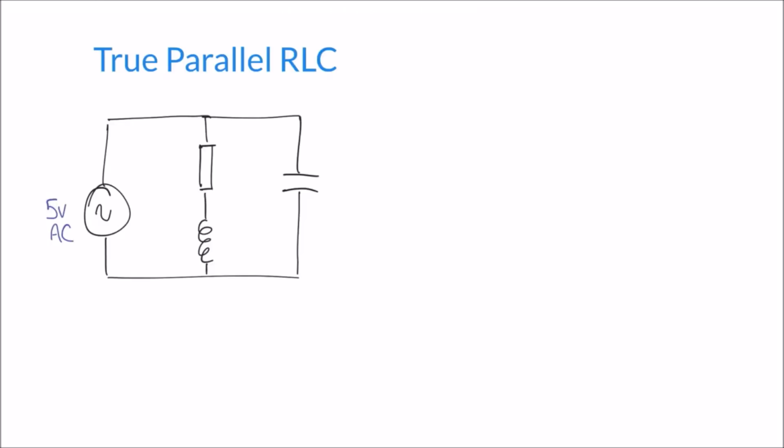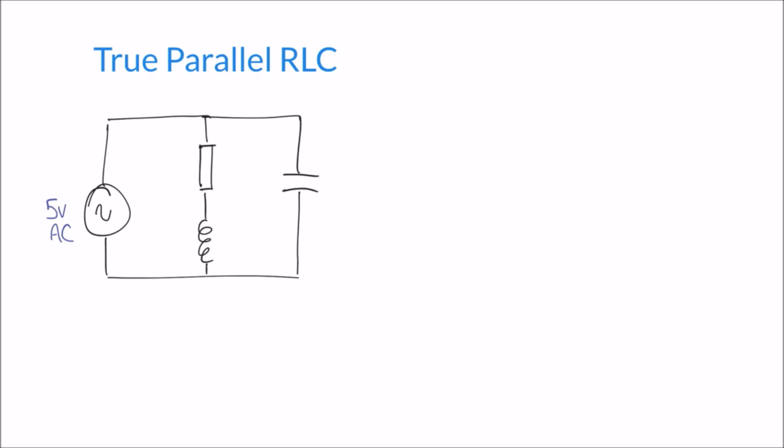Hello and welcome to this video on true parallel RLC circuits. In previous videos we've looked at series RLC circuits and we've also looked at what we call ideal parallel RLC circuits, where a resistor, an inductor and a capacitor are all in parallel with one another. Today we've got a slightly different arrangement, and you can see here that two of our elements are in series. We've got a resistor and an inductor in series, and they're connected to a capacitor which is in parallel.